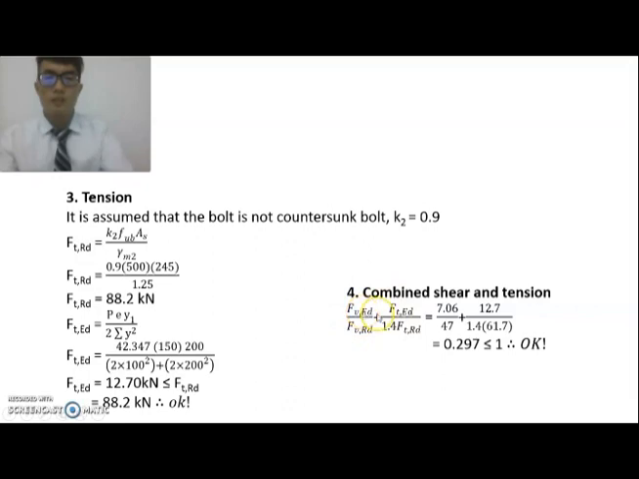For the combined shear and tension, we calculated using this formula. Then we get Fv,Ed over Fv,Rd plus Ft,Ed over 1.4 Ft,Rd. Then we get 0.297, which is less than or equal to 1. So it's okay. That's all from me. Thank you.